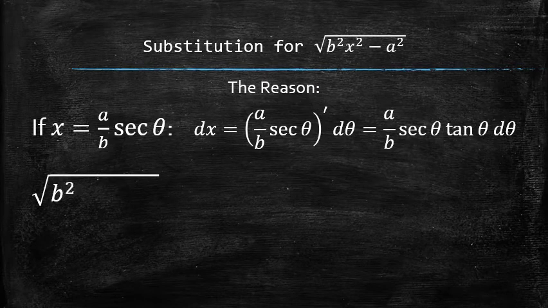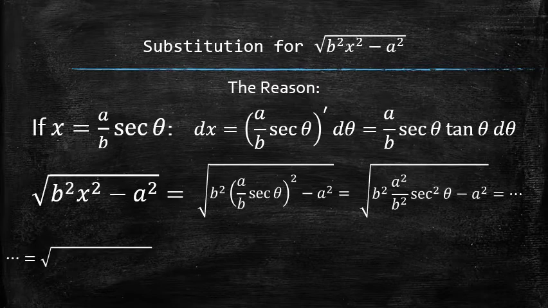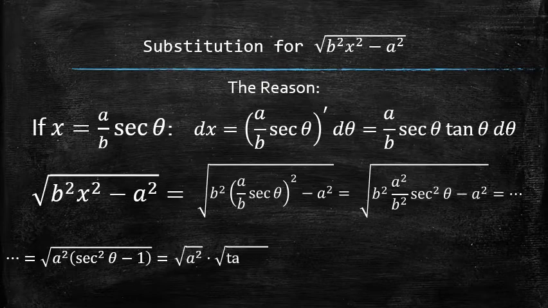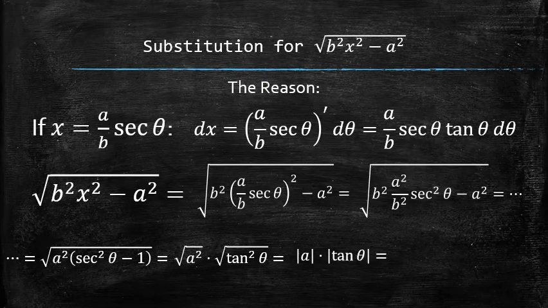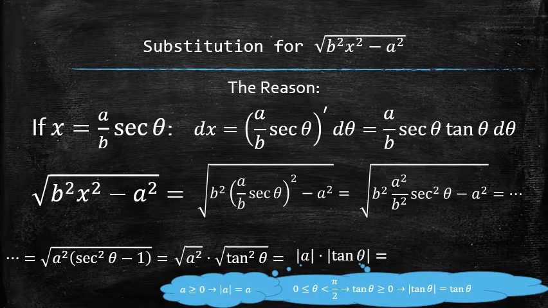And to see what happens to the original radical expression, we replace x with a over b secant theta, distribute the square over the product, simplify, and factor the common factor a squared. Then, after using the Pythagorean identity and the properties of the square root, we finally rewrite the original expression as the product of the absolute values of a and tangent of theta. Assuming that a is positive and theta is between 0 and pi over 2 allows us to get rid of the absolute values.